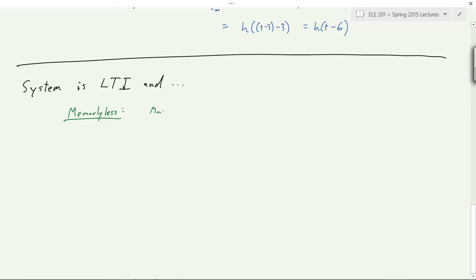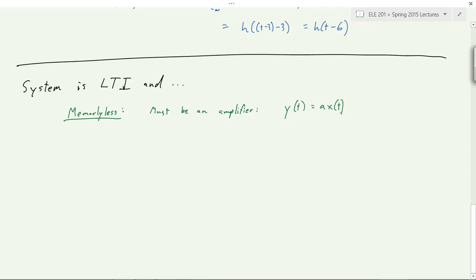And in fact, it is. It must be just an amplifier, meaning that y of t equals a times x of t. That's the most general it can be if it's memoryless and LTI.